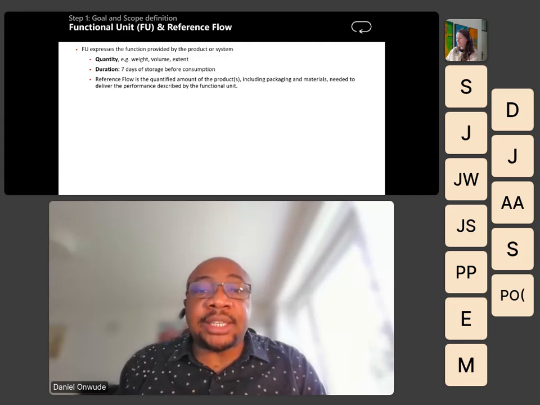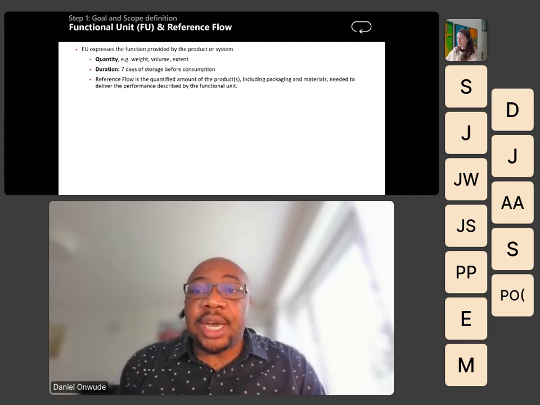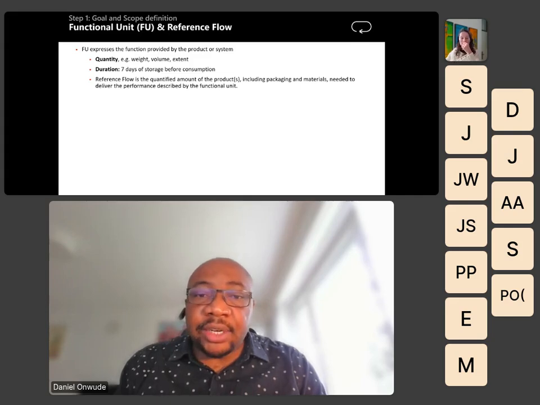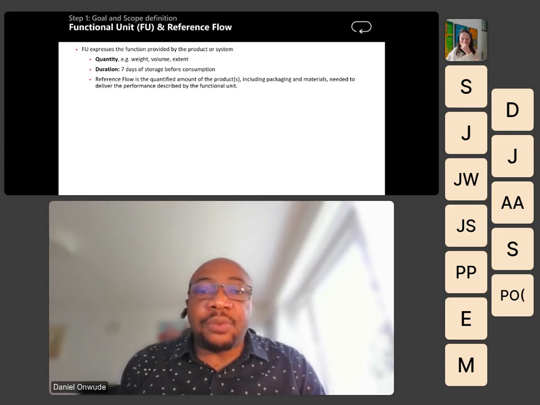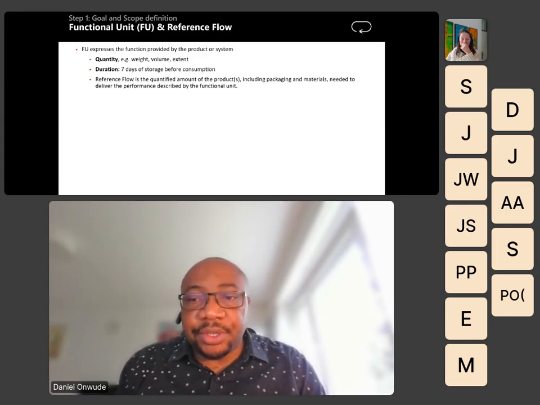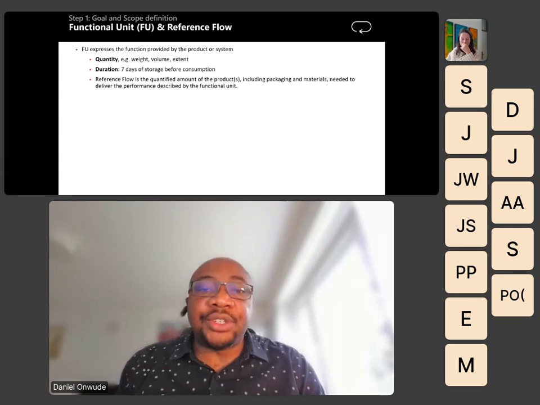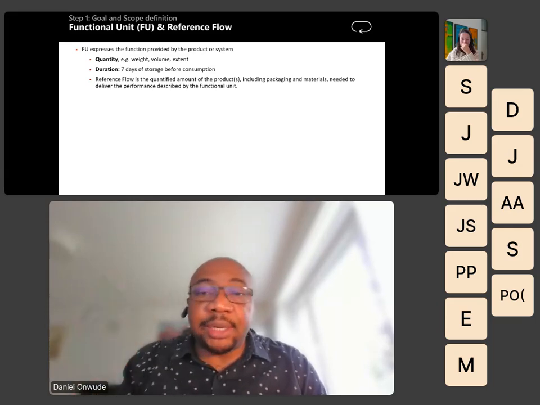The functional unit describes the core function the product provides. In other words, what it does, and also how it does it. In this case, the functional unit for fruits is the delivery of 1 kilogram of apples ready for consumption within a storage duration of 7 days before they are eaten, just like the example that I projected on the screen.